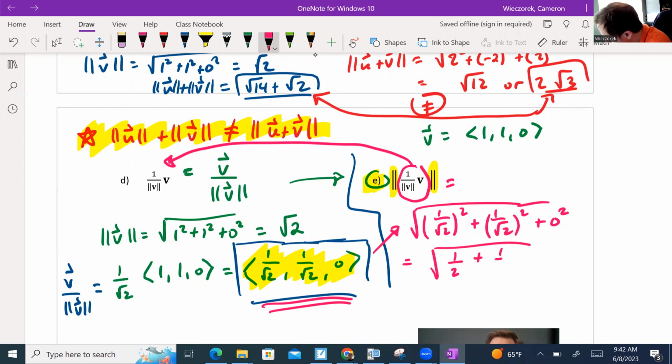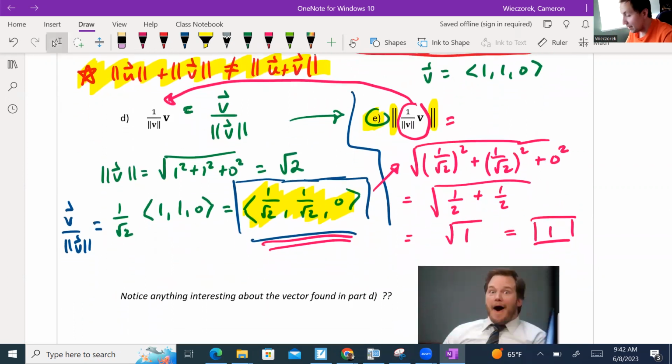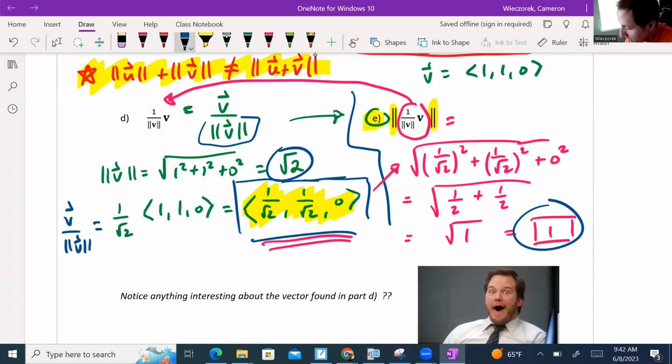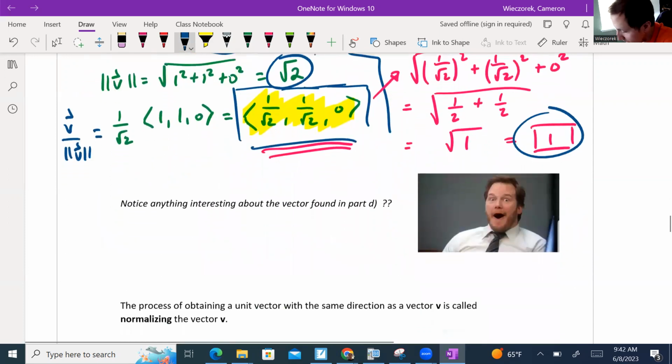Plus 1/2 plus 0. So I get the square root of 1/2 plus 1/2, which is 1. So why is this interesting? Maybe pause me for a minute and see if you notice anything about that vector. What's interesting about it is it's a unit vector. What we did is we took a vector that originally didn't have a length of 1, and we found a way to give it a length of 1. How did we do that? We divided by its magnitude. And so what we've done here is we've found a way of making a unit vector.